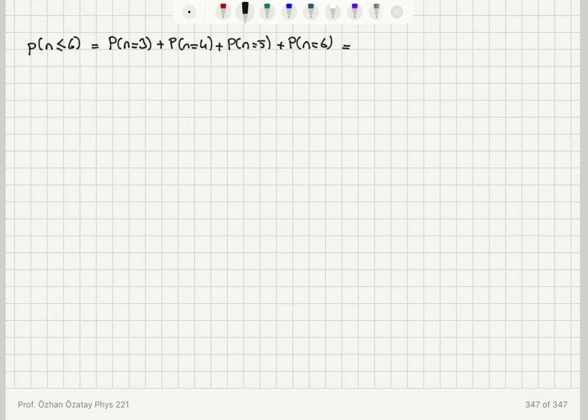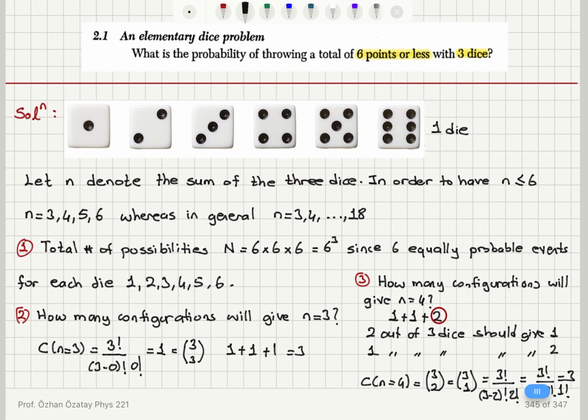So we will have then 1 plus 3 plus 6 plus 10 divided by the total number of possibilities, which is 6 to the power 3. So this gives us 20 divided by 6 to the power 3. If you calculate this, the answer is 0.092. So the probability of having n less or equal to 6 is 0.092.